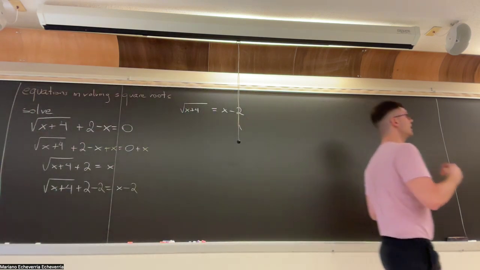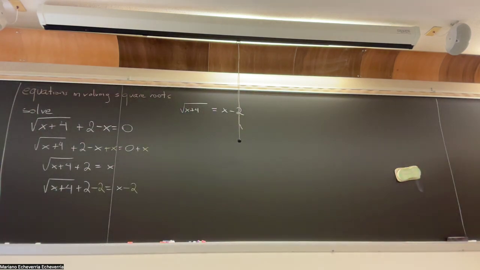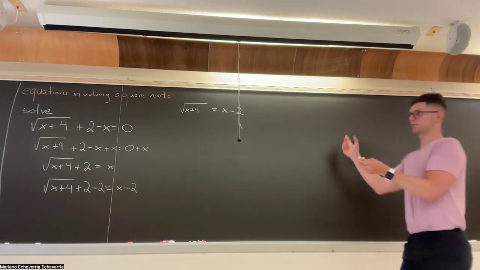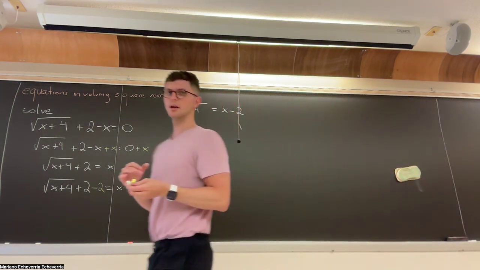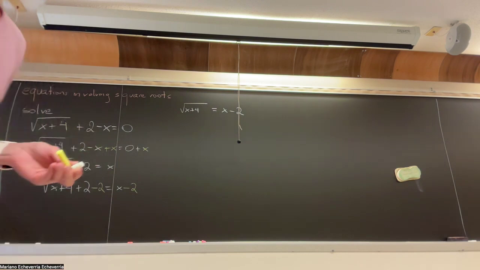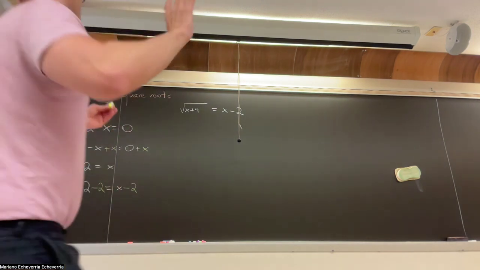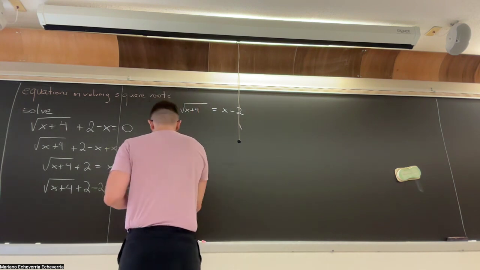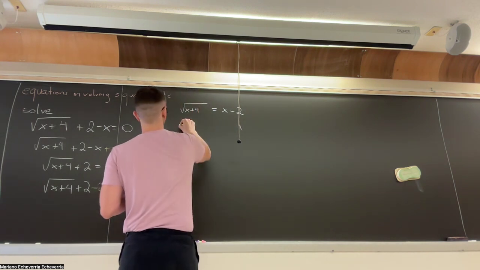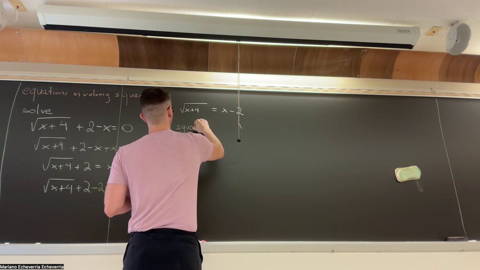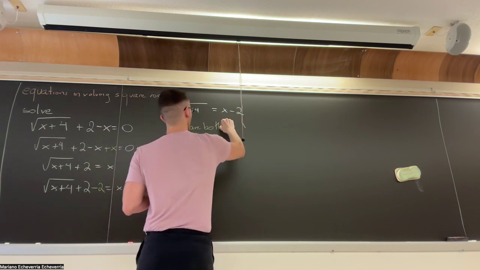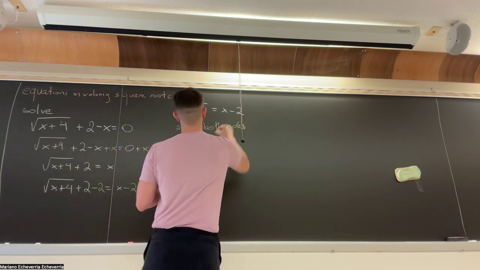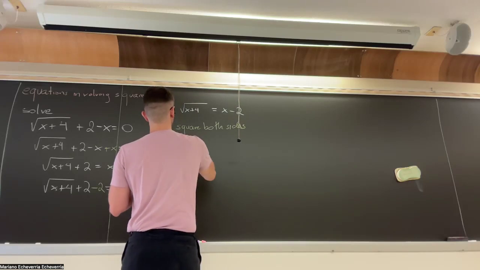The reason for isolating the square root is that you want to square both sides of the equation to get rid of it, and that works best if you have the square root on its own. So now I square both sides. Let me put that in words here: square both sides, meaning that I'm going to square.